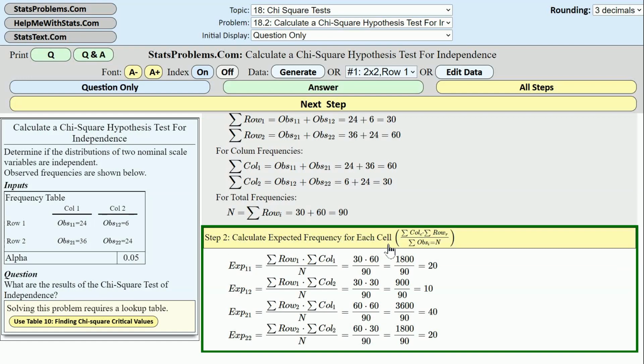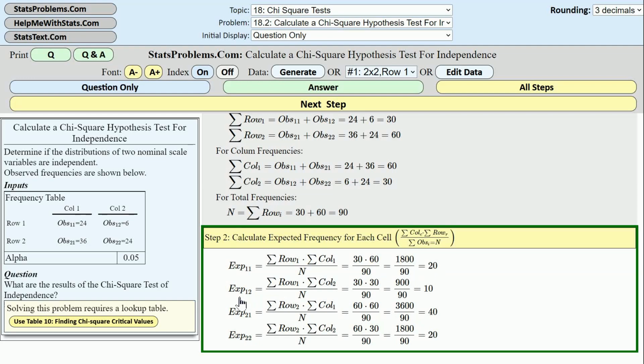In step 2, we calculate the expected frequencies for each cell. The expected frequency of each cell is the sum of column frequencies for the cell column, times the sum of the row frequencies for the cell row, divided by the total number of frequencies, n. The expected frequency of cell 11 is the sum of frequencies for row 1, times the sum of frequencies for column 1, divided by the total number of frequencies, n. In this example, the expected frequency of cell 11 is 30 times 60 divided by 90, which works out to 1800 divided by 90, which works out to 20.